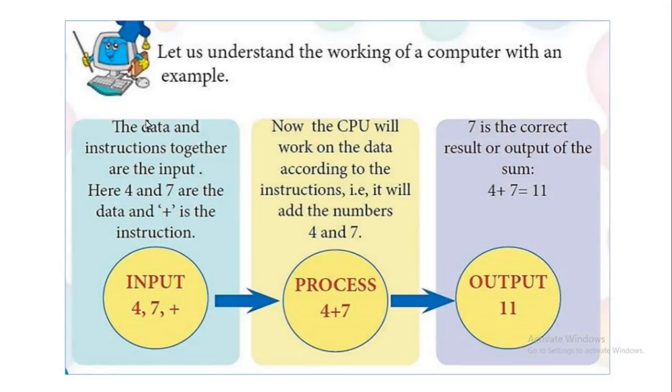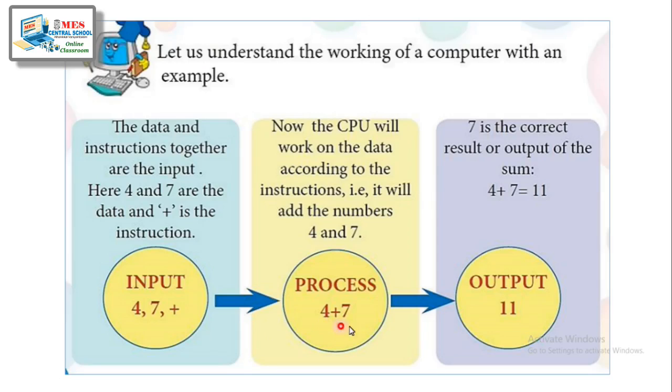Now let us understand the working of a computer with an example. The data and instruction together are the input. Whatever data we are giving here, we are giving 4, 7, plus. These are the data we are giving. So 4, 7, plus are the input. We give 4, 7, plus into the computer by using the keyboard and mouse.